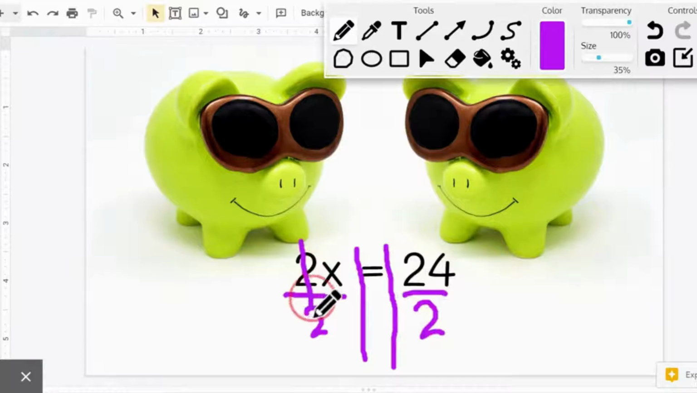2 divided by 2 is 1, and 1x is the same as x. So like if you have one Xbox, it's the same as an Xbox. And then over here on the right, 24 divided by 2 is 12. You can go back up here and check that. 2 times 12, yes, it's 24. So this answer makes sense.